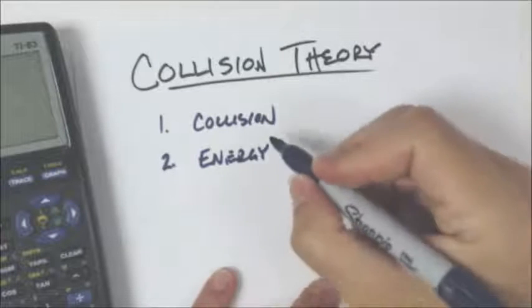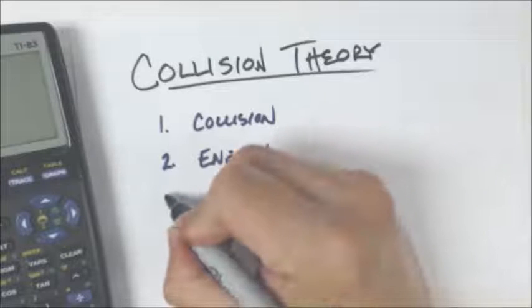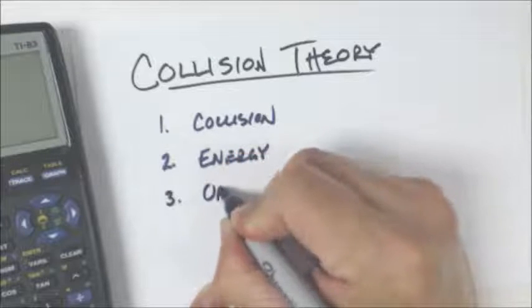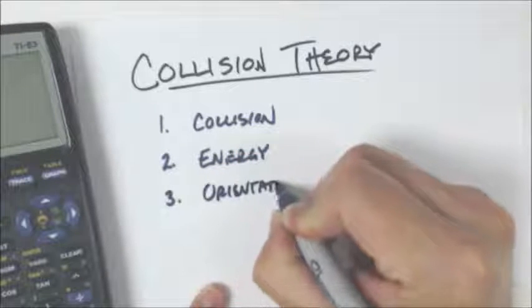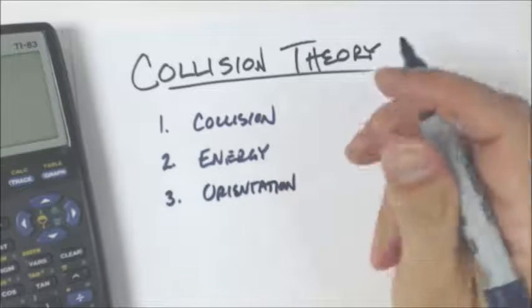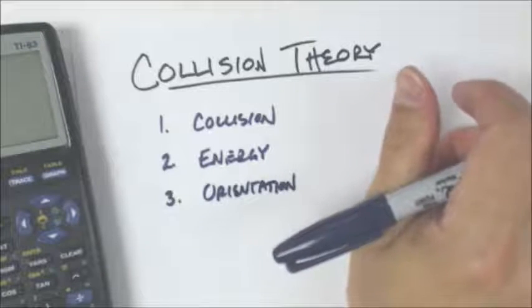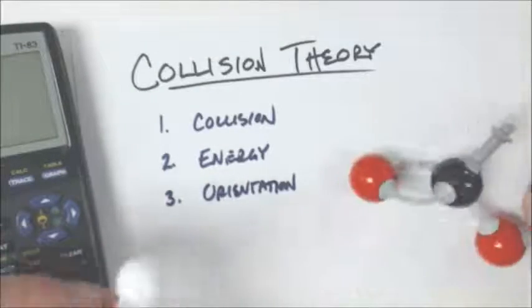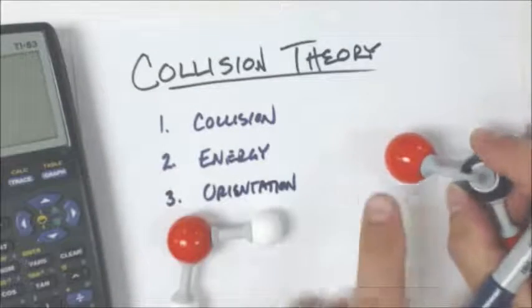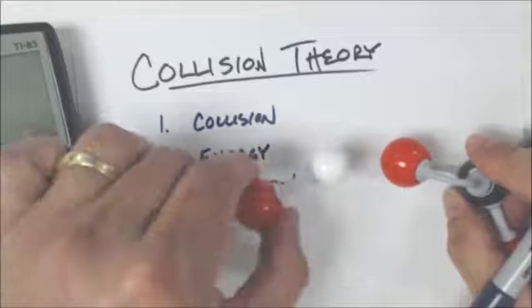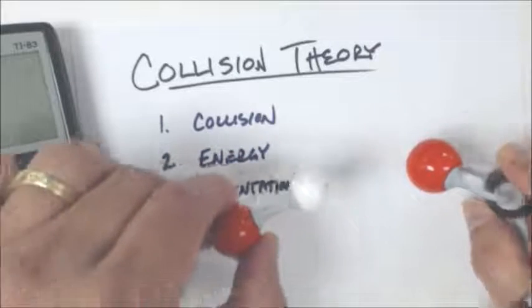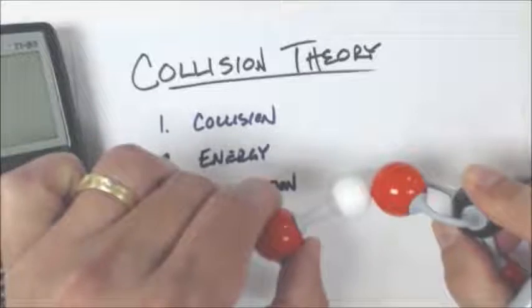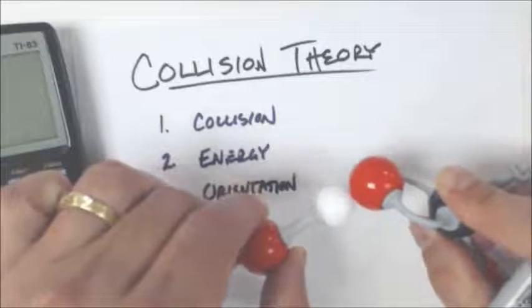So they have to collide. They have to collide with enough energy. And then they have to collide with proper orientation. And orientation is just how they're turned towards each other. Let's see if I can grab a couple of molecules here just as an example. So if we're expecting the oxygen on the end of this molecule right here to react with the hydrogen on this molecule, and they collide like this, that's the proper orientation. You know, with enough force, they can react with each other.